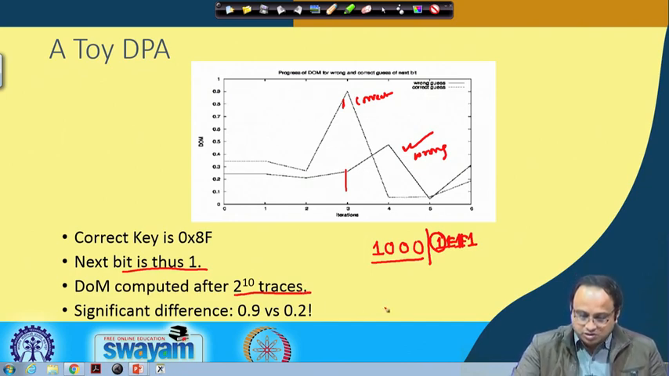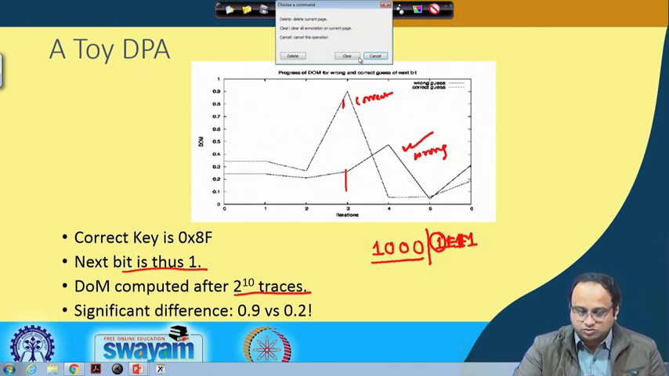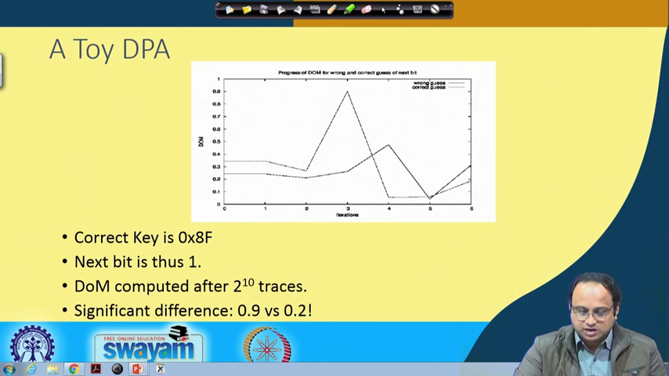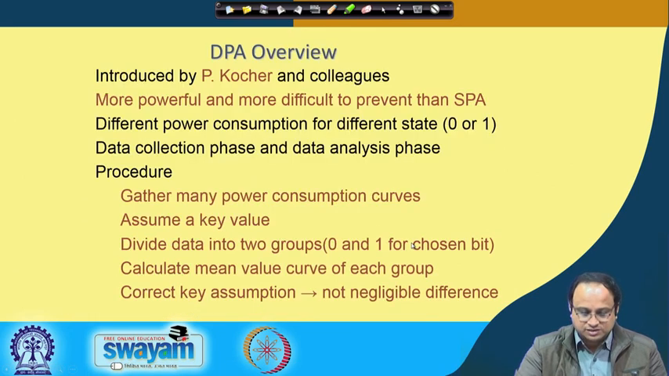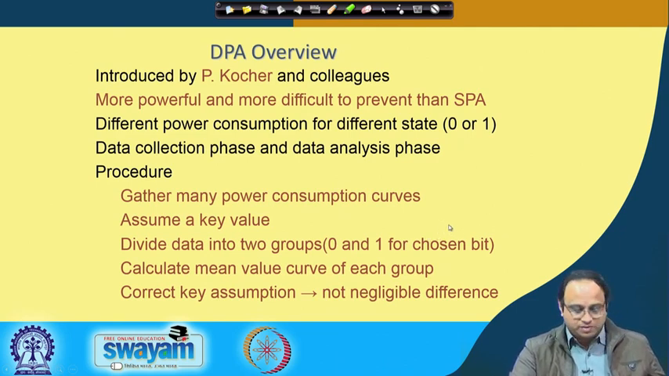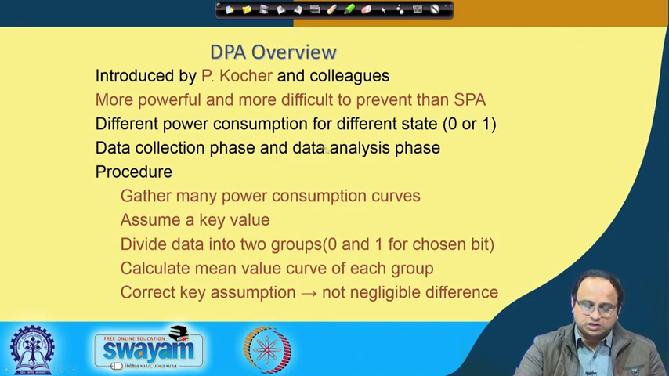Okay. So therefore, it indeed tells me that a simple difference of mean attack works in this setting. Okay, and it should work. And likewise, you can also think of extending these attacks, and formalize how it works. Okay. So the basic idea of difference of mean was introduced by Paul Kocher and his colleagues in a 1999 paper. So it is more powerful, as I said, and more difficult to prevent than SPA.